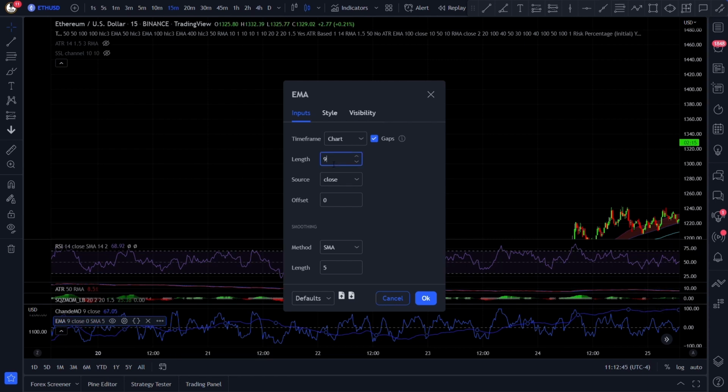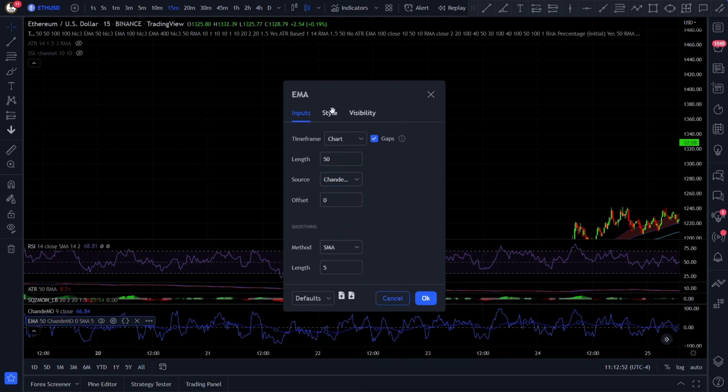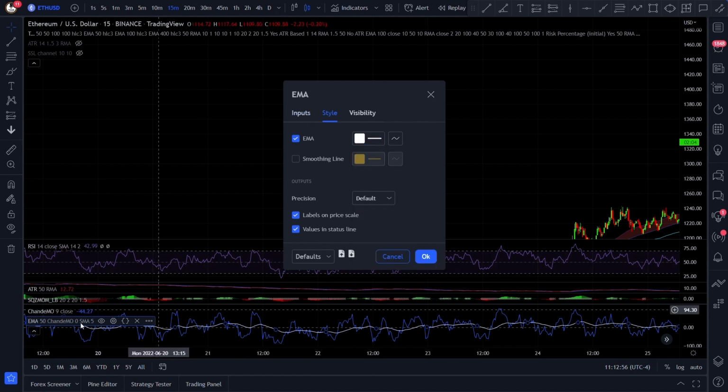Open up the EMA settings, set its length to 50 and the source to Candle Momentum. After that, switch to the style settings and change the EMA color to white. Finally, set the momentum indicator's length to 50.